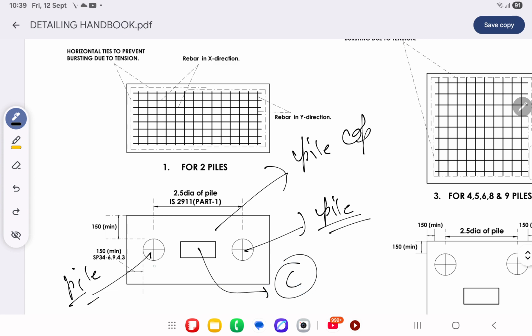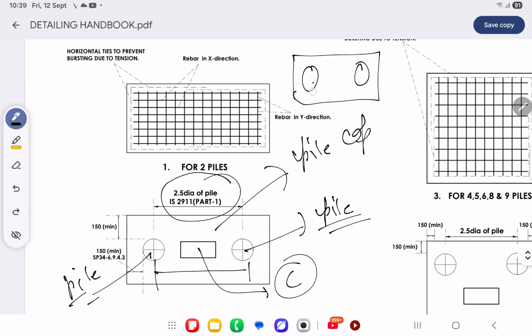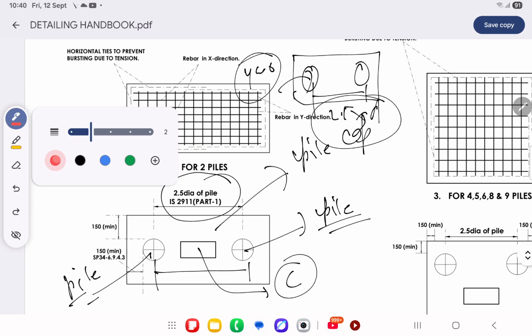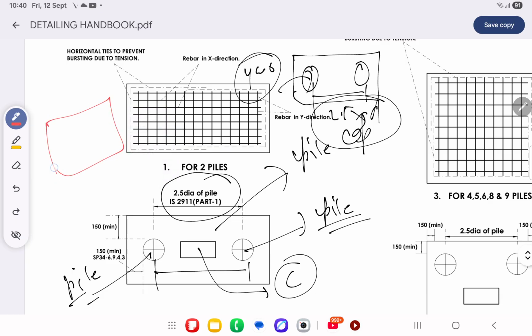So the distance between two columns, center to center, how much? 2.5 times the diameter of the pile, you have to keep. This is your pile cap, you are going to provide two piles here, so the distance between two piles is 2.5 into the diameter of the pile. Suppose the diameter of the pile is, we are taking 400 mm.